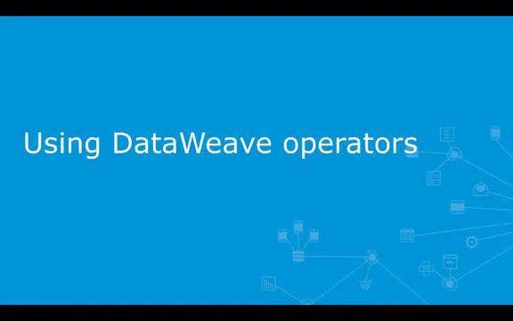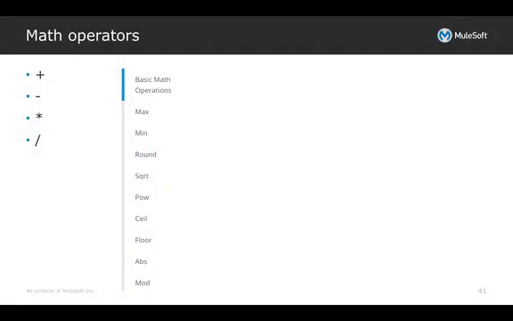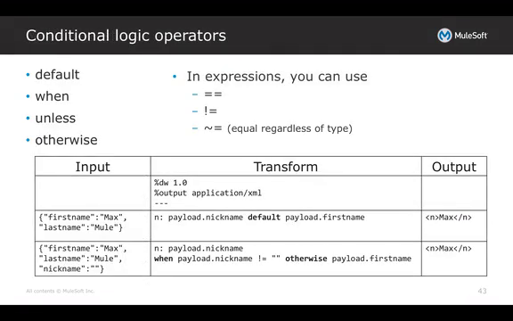Using DataWeave operators. We're used to operators from a lot of different languages we've used in the past, things like add or concatenate, minus, multiply, divide, and also using conditional logic operators. Some of these, in the case of DataWeave, are default, when, unless, otherwise, and even expressions that we can use, things like equal to, not equal to, and a special type of equal regardless of type.